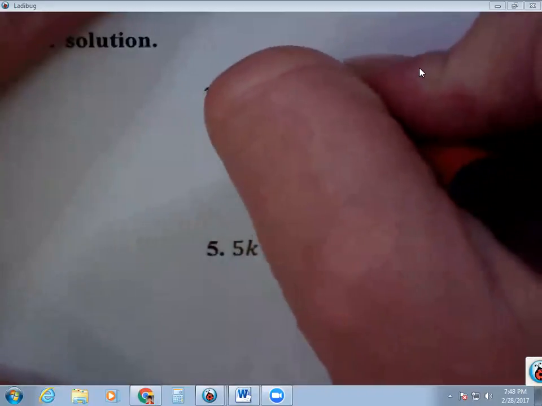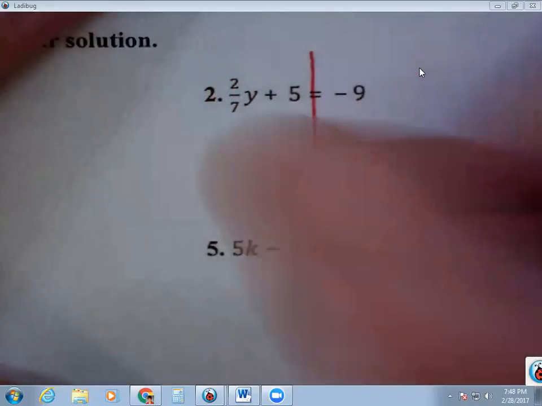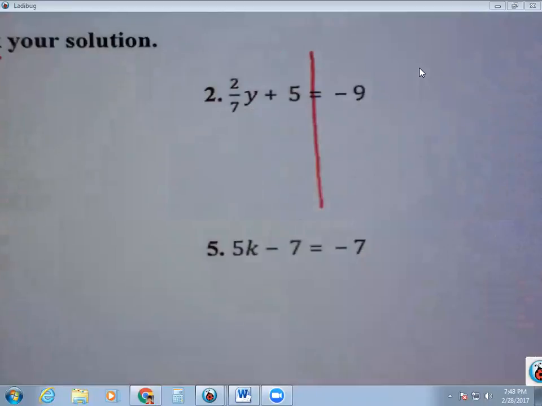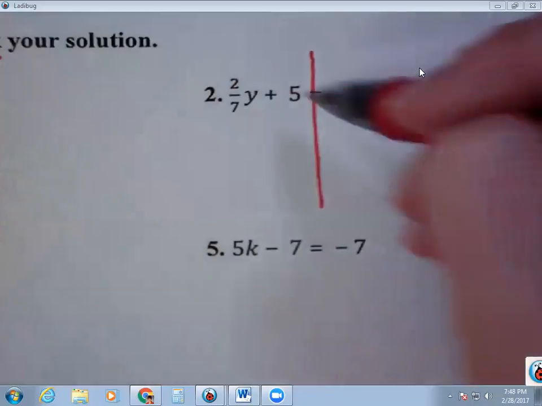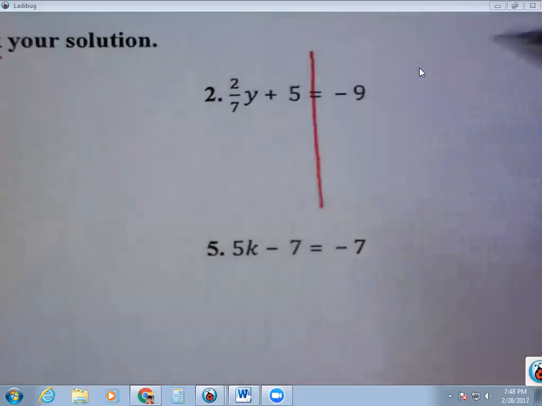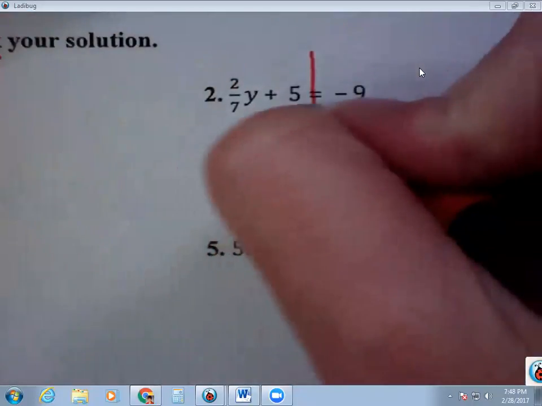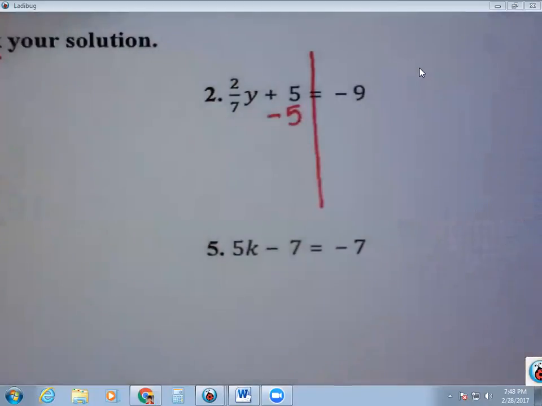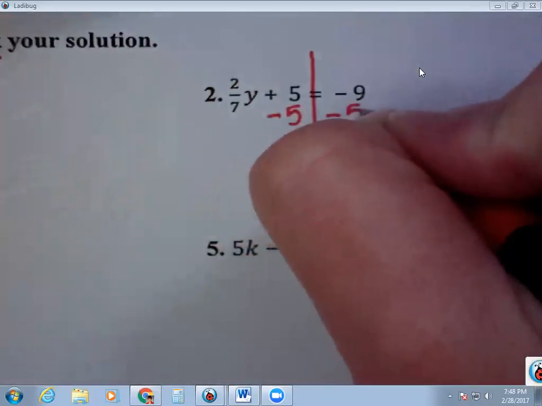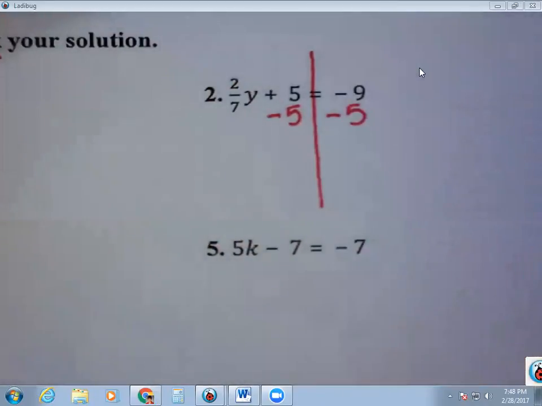So my suggestion is go ahead and make a nice line down the equals so that whatever you're doing to the left, you're also going to be doing to the right. And we're going to get rid of what first? What do we call that little guy that does not have a variable? It's the constant. We need to get rid of this constant so that then we can handle our y here. So in order to get rid of a positive 5, we're going to subtract 5. Whatever I do to my left, I have to do to my right as well, okay?